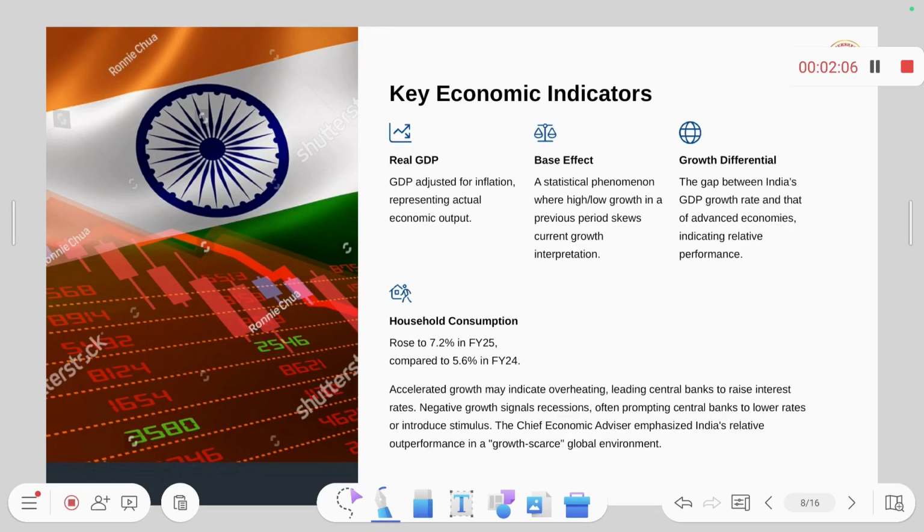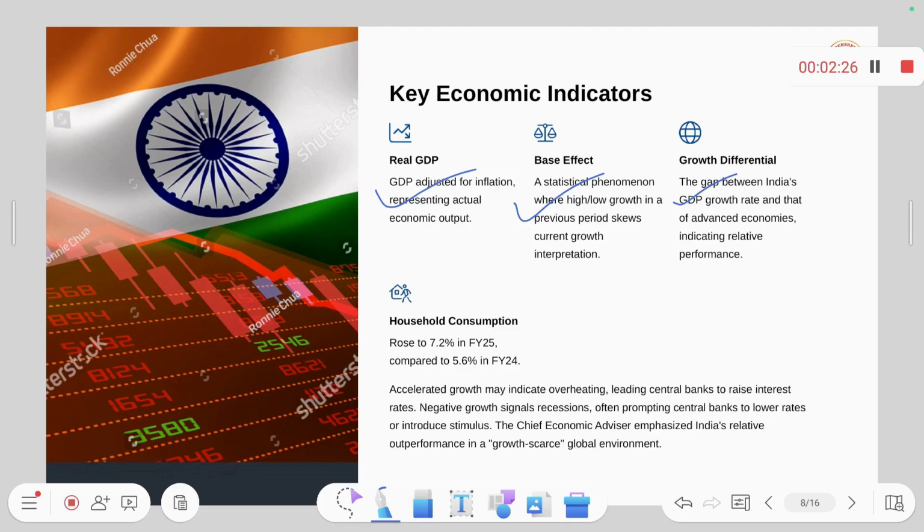Key economic indicators: real GDP, which is adjusted in accordance with inflation. Base effect, a statistical phenomenon where high or low growth in the previous period skews the interpretation of current growth. Growth differential: the gap between India's GDP growth and the advanced economies indicates relative performance.